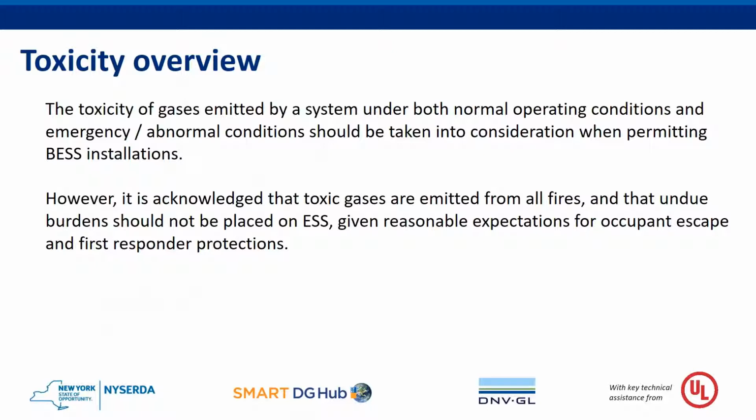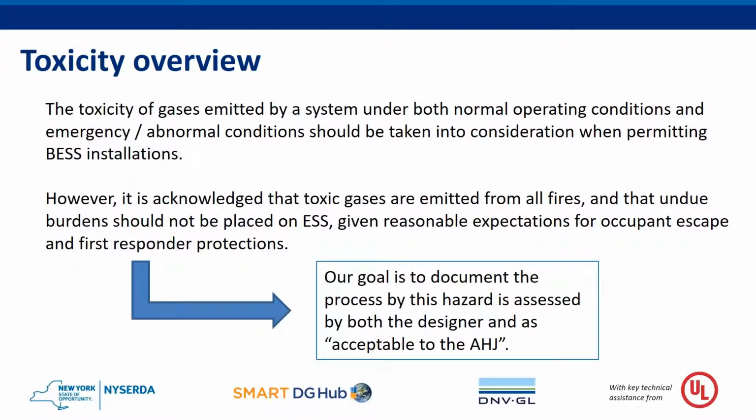So now we'll jump into toxicity, and if you just click one more time, the toxicity topic area we just started yesterday, so we're hoping to move through it promptly. At the end of the day, we just want to make sure that under both normal operating conditions as well as abnormal operating conditions, that toxic gases are considered based on the data that comes out of UL 9548. But it is also acknowledged that toxic gases are released from all fire conditions. And so we want to make sure that there's not an undue burden placed on energy storage systems in particular for something that off gases that many other pieces of equipment may have. We're working to, just like with explosion analysis, document what the benchmarks are, what the things are that the AHJs need to know to move forward and feel that both occupants and first responders are safe. You can go to the next slide.